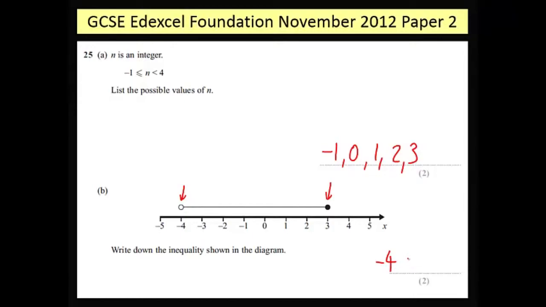So we have -4 less than x less than or equal to 3, and we've used less than or equal to here to show that it can be 3, but only a less than here to show that it cannot be -4. The letter that you choose here, I've gone for x. It could be n, in fact it could be any letter in the middle here.